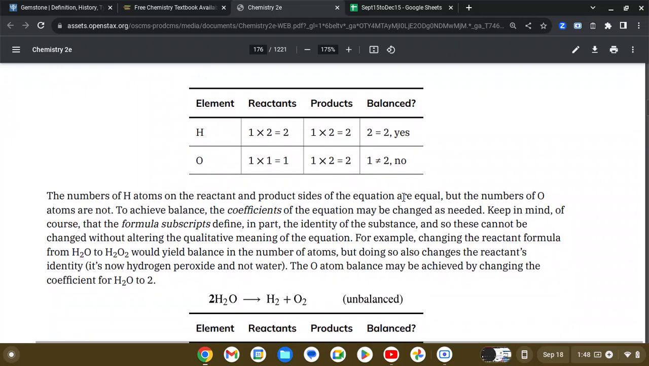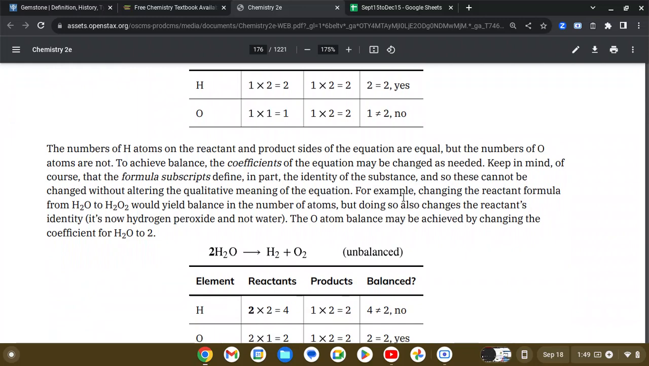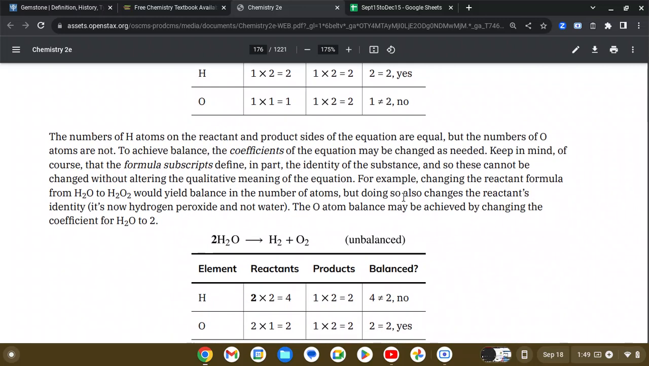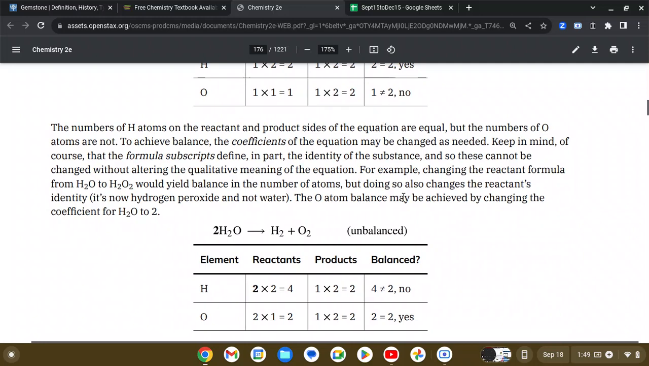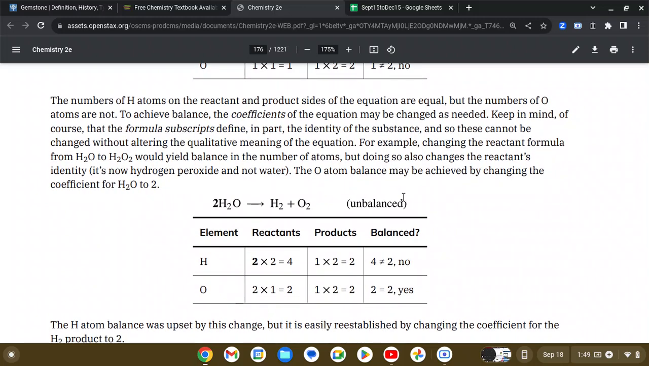The number of H atoms on the reactant and product side of this equation are equal, but the numbers of O atoms are not. To achieve balance, the coefficients of the equation may be changed as needed. Keep in mind, of course, that the formula subscripts define, in part, the identity of the substance, and so these cannot be changed without altering the qualitative meaning of the equation. For example, changing the reactant formula from H2O to H2O2 would yield balance to the number of atoms, but doing so also changes the reactant's identity. It's now hydrogen peroxide and not water.